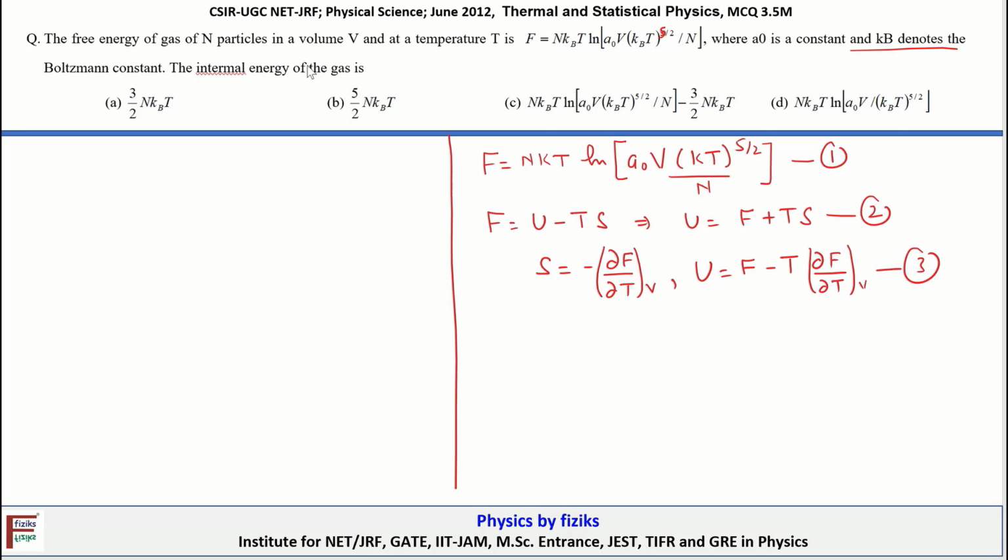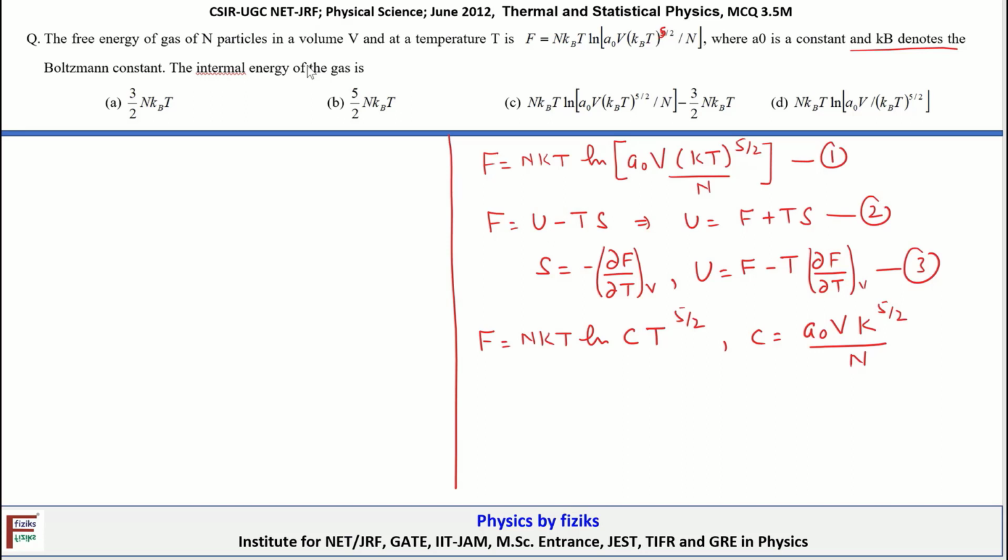Now we are going to determine the differential of Helmholtz free energy with temperature by making use of equation 1. F can be written from equation 1 as NkT ln CT^(5/2), where C is equal to A0 V k^(5/2) upon N. We have clubbed all these terms into the constant C, just for the sake of simplification while taking the differential.